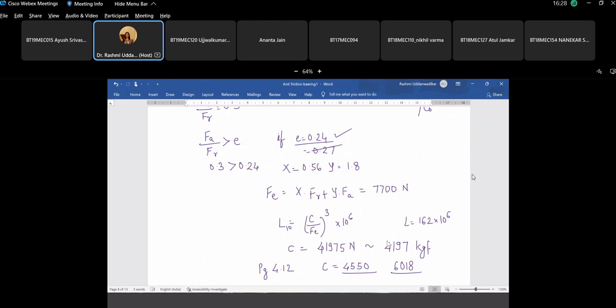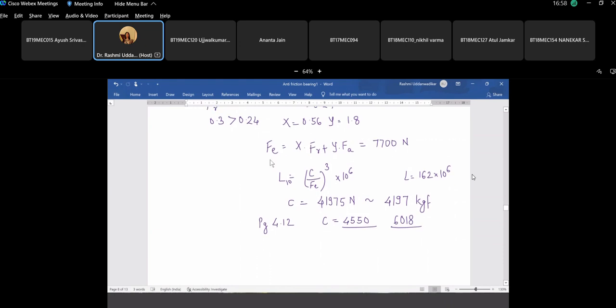Selecting a value less than this will not make a bearing safe, and so we always select a value of C higher than 4197. For a deep groove ball bearing, the next higher value after 4197 happens to be 4550, and this is for the bearing 6018. That is given on page number 4.12. And now we have to check whether this Fa by C, or this combination that we chose, or the value of e that we selected, was correct.